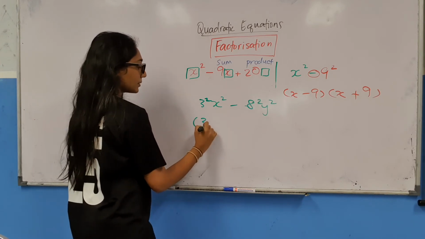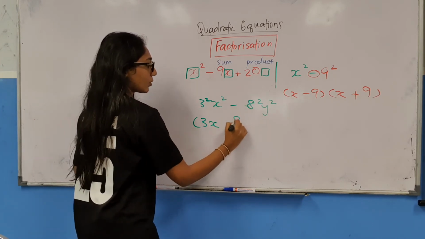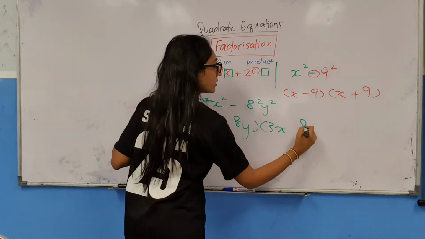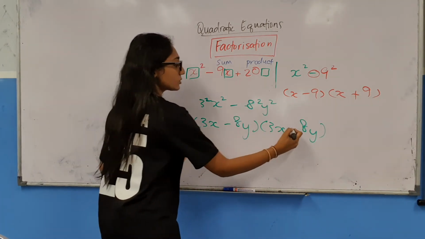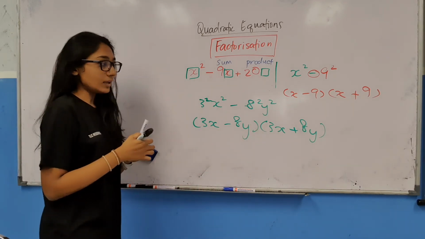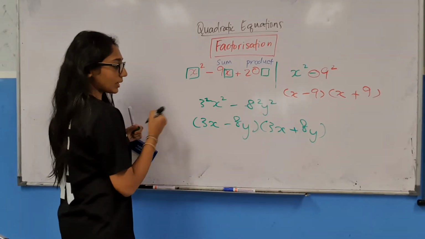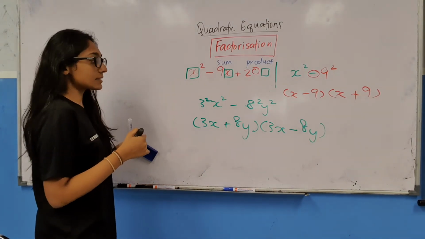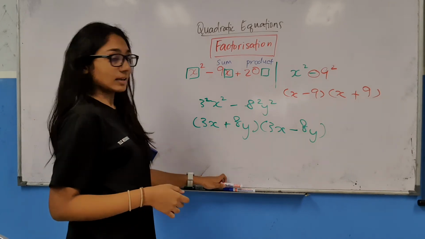So I take the number and the term, 8 and y. Number and the term, 3 and x. And then you put one minus, one plus. This one can be plus, this one can be minus also, no problem. Here also can be plus, here also can be minus. Either one, it will give you the same result, because it's product anyways.